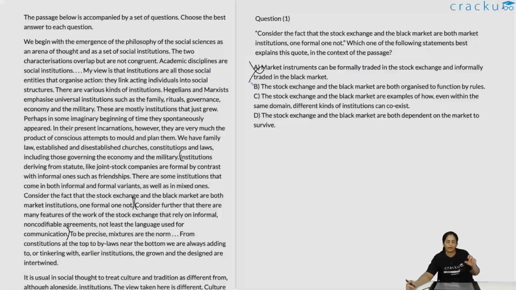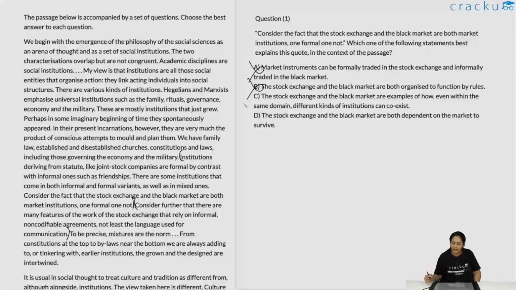Option B: The stock exchange and the black market are both organized to function by rules, but that is not the point. They have their own rules. One has a formal set of rules and is formally established, the other has an informal set of rules and is informally established. The one is codified and led by statute, the other is not codified. So this is also missing that. They have rules, but what is the difference? The difference is that this is a formal institution, and this is an informal institution.